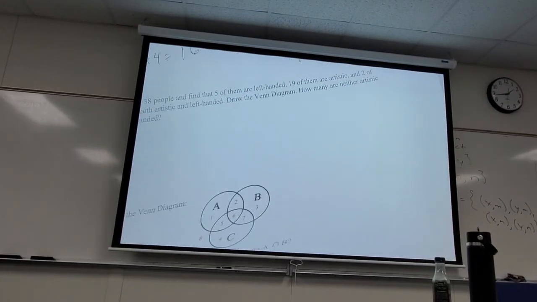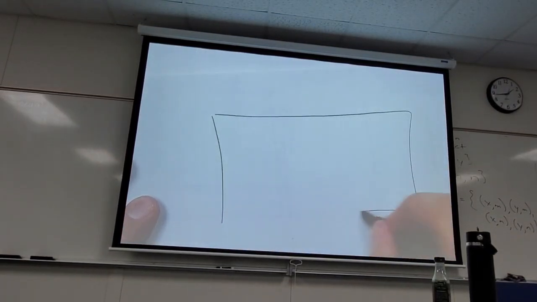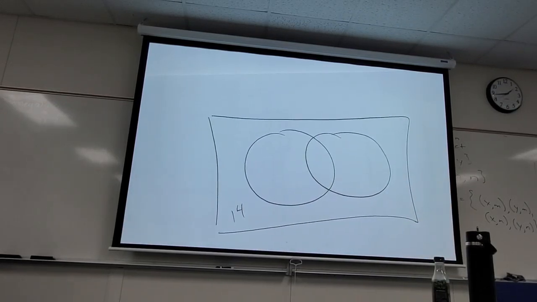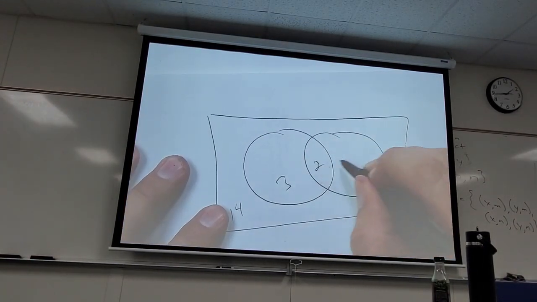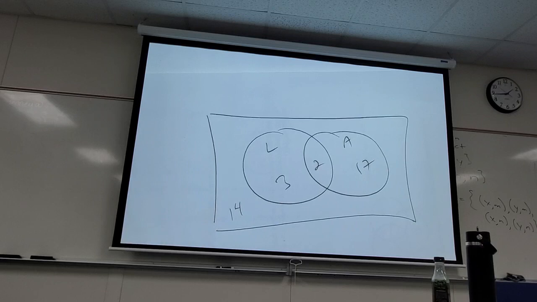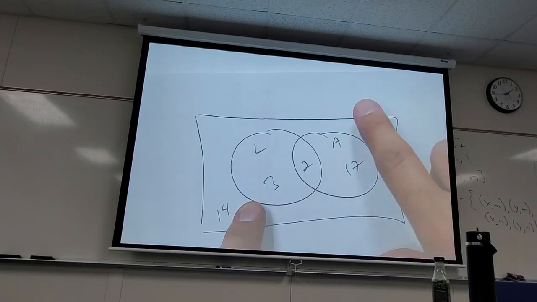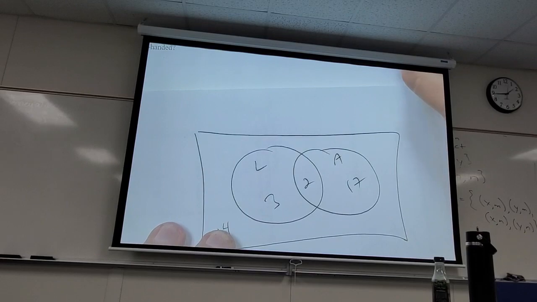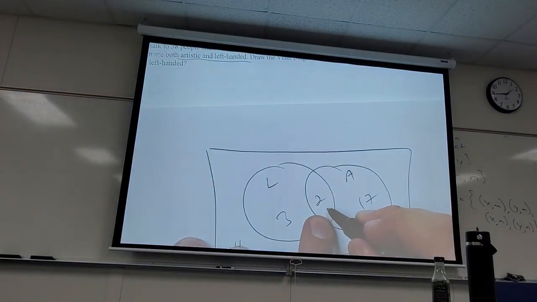So let me see. You put 14 there, and then 3, and then 2 in the center, and 17 on the other side. I forgot to label them, that's my bad. What's this first circle? The left hand, and then the right is the artistic. All right, let's double check this. The place you always want to start with these kinds of problems is the innermost. So 2 are both. Okay, that's good so far, right? How many total are supposed to be in the left-handed circle?